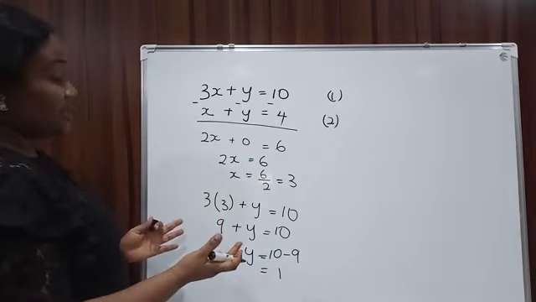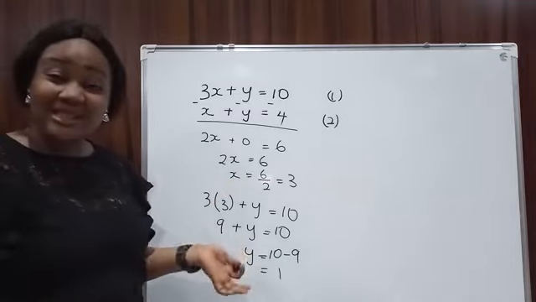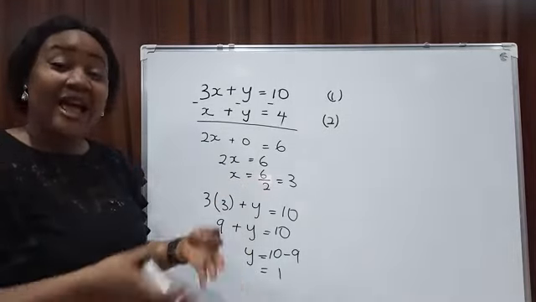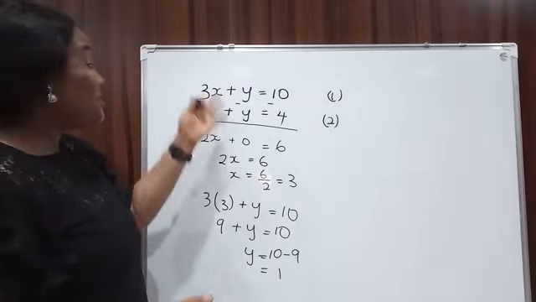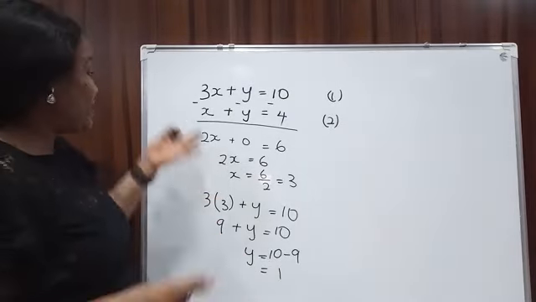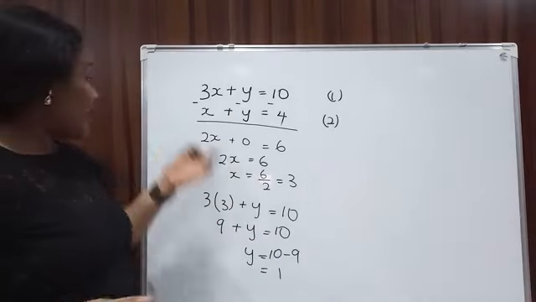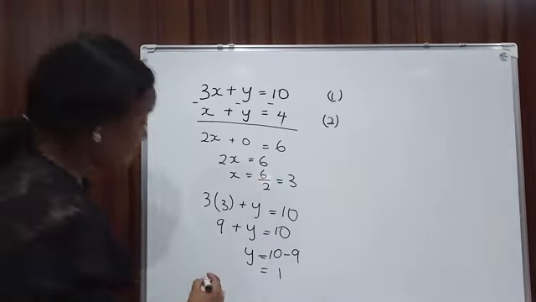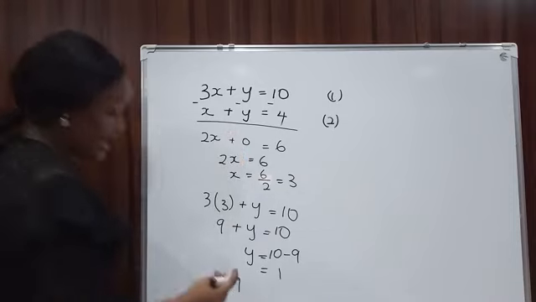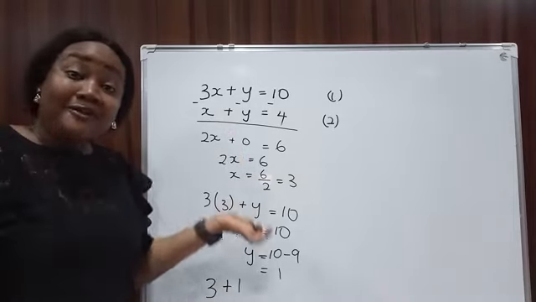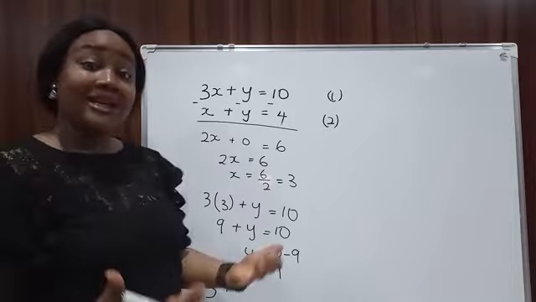Now we'll try to find out if it actually works, if it's really true. Now, x is 3 and y is 1. So you can use any of the equations. Let's use the second equation, equation 2. We got x as 3, and we got y as 1. And what's 3 plus 1? 4. So we are actually right.